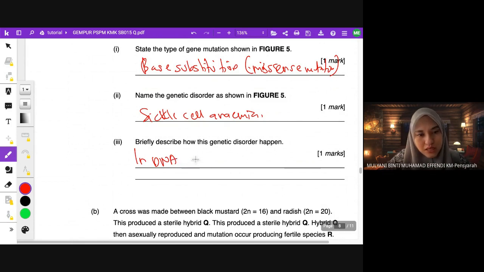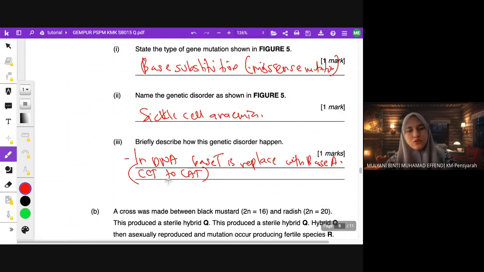Okay. So in DNA, base T is replaced ataupun substituted with base A. Okay. So ini pasal DNA. So kiranya dalam skema ni dia ada buat lah. Ni saya tunjuk CCT to CAT. Tapi dia slash kan. So either you jawab yang atas ni ataupun yang inilah boleh. Okay. So itu in DNA.